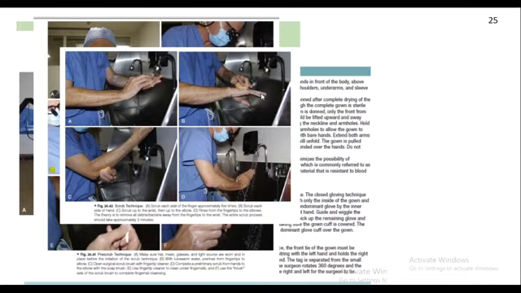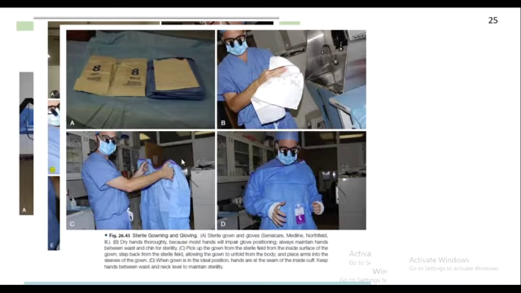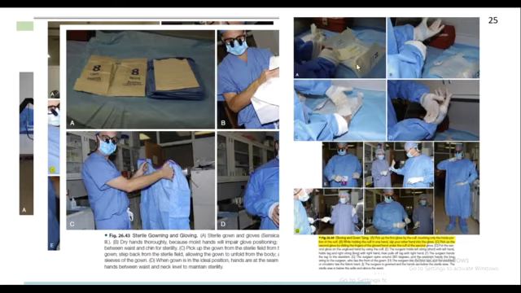Once you have done the scrubbing, you need to dry your hands properly, otherwise you won't be able to wear your gloves properly. For the surgical gloves, first you need to drape in. Then you need to wear the gloves. Wearing gloves also has a certain technique.